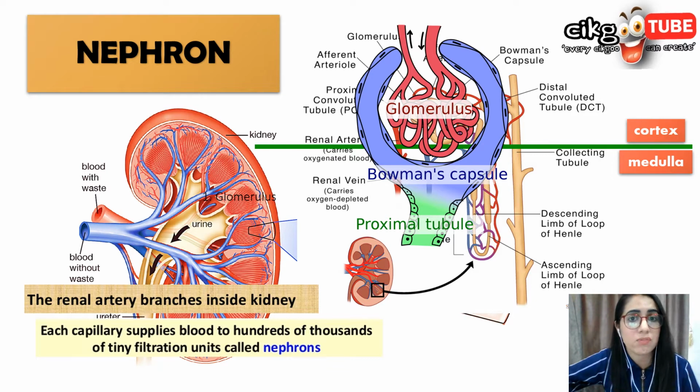Okay, the glomerulus is formed from the afferent arteriole branching from the renal artery. The glomerulus merges again to form the efferent arteriole. So we have the afferent and we have the efferent, if you look at the slide.